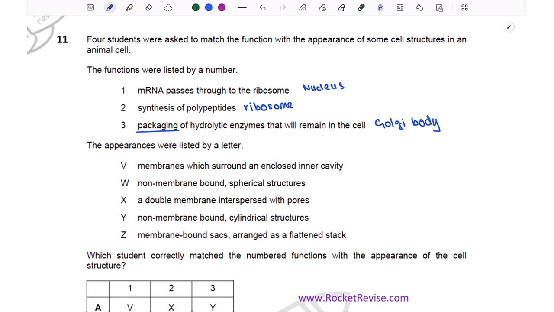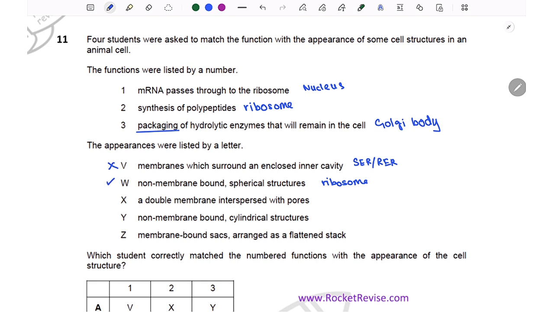Now, appearance-wise, let's look at this. V is membranes which surround an enclosed inner cavity. That is like SER, RER. That's not any of our options. Non-membrane bound spherical structures. So what is that? That is ribosome. Ribosome is spherical and it's not membrane bound.